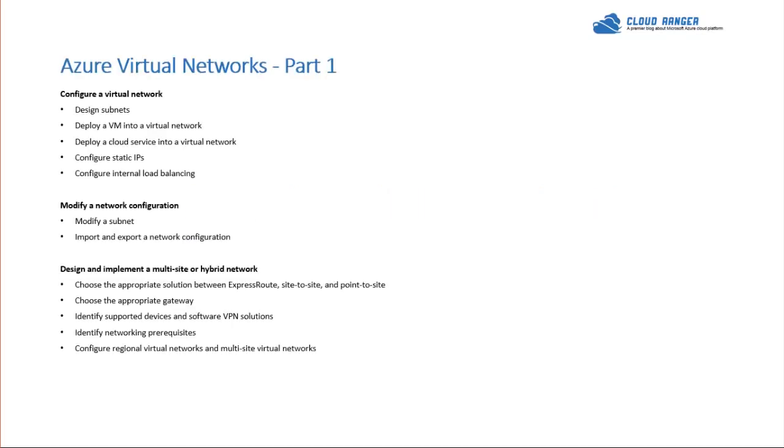So this is taken directly from the 7533 exam requirements, and as you can see, it's quite a bit to cover. There is a configure a virtual network section, there's a modify a network configuration section, and a design and implement a multi-site or hybrid network section. My goal is to go through each of these requirements and provide a demonstration as we do this. So a couple of things will happen.